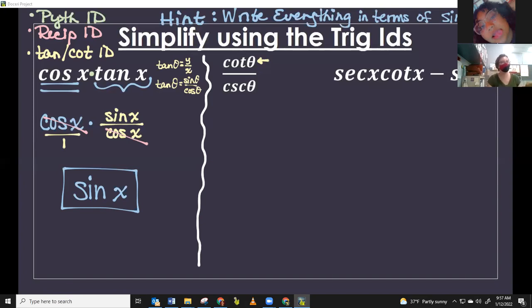You might need to go back and look at your identities. We've talked about Pythagorean identities, reciprocal identities, and tangent and cotangent identities. Yesterday, we wrote down this guy as our tangent identity. So think about what you know about tangent and cotangent. How could I rewrite cotangent in terms of sine and cosine?